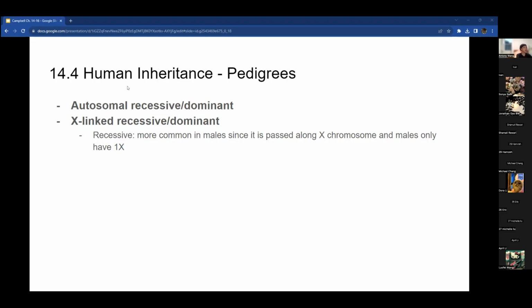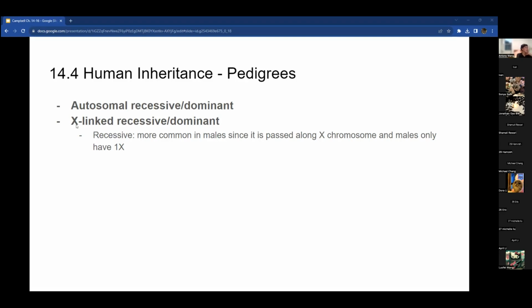So a trait can either be autosomal recessive or dominant, which means that it's carried on an autosomal chromosome, and it's either recessive or dominant. If it's autosomal recessive, then it's carried on an autosome and it's a recessive gene. If it's dominant, you get the idea.